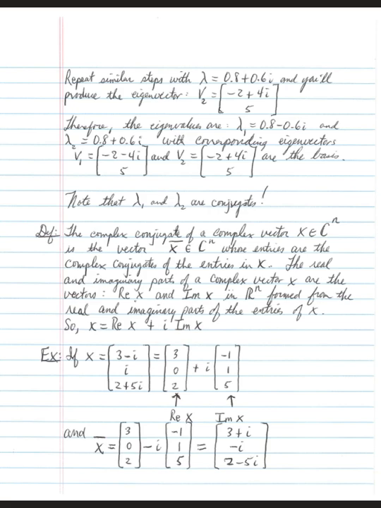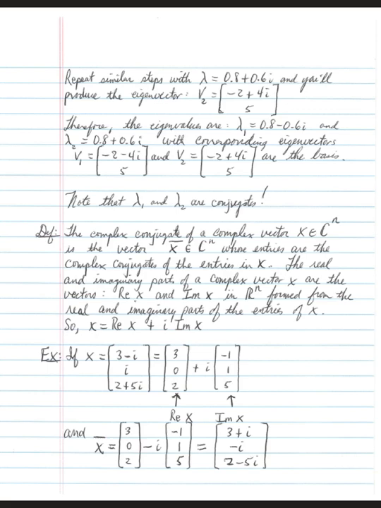Okay, so let's note that our eigenvalues, the first one we used was 0.8 minus 0.6i. The second one is 0.8 plus 0.6i. Those had corresponding eigenvectors of these two and their conjugates. Notice that these two eigenvalues, one has a minus, one has a plus, those are conjugates of one another. You switch the sign in the middle. That also shows us these two vectors are conjugates in the top position.